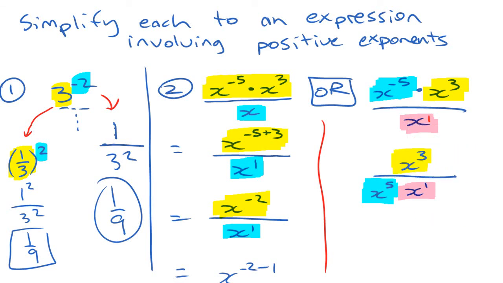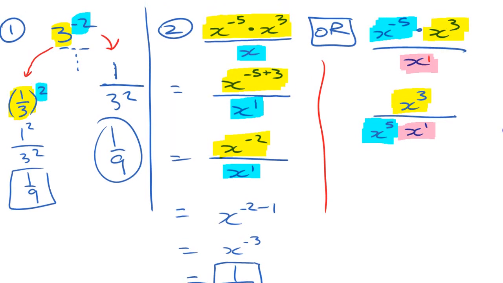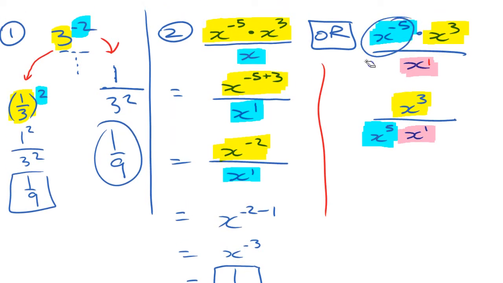It makes you feel better. So that's the change, right? This thing on the top with a negative exponent is the same as that with positive exponent on the bottom. Two different ways to do it. You're going to get to the same answer either way.